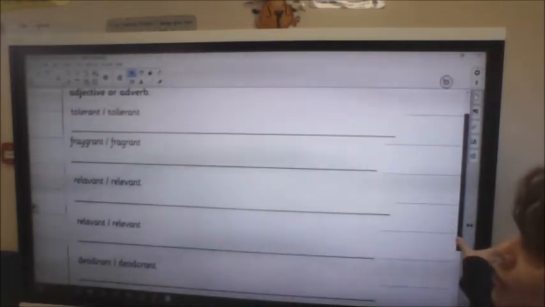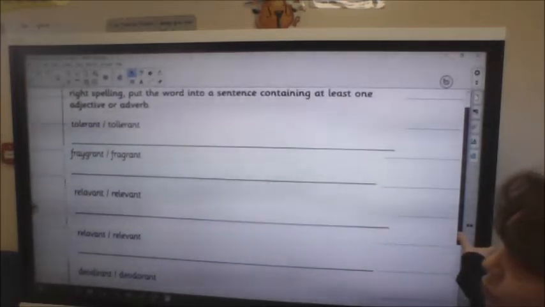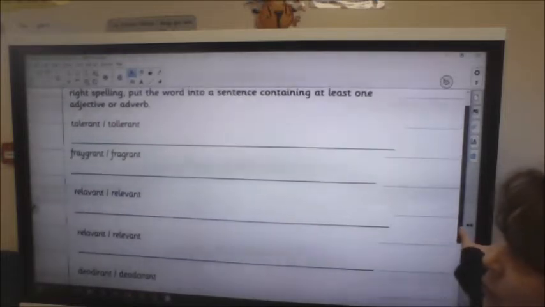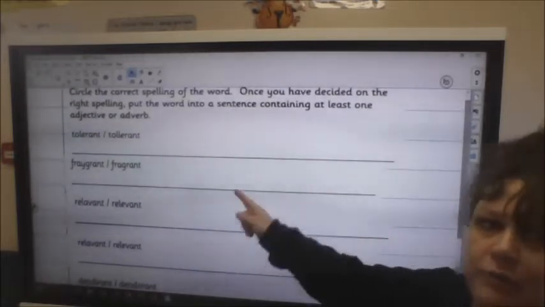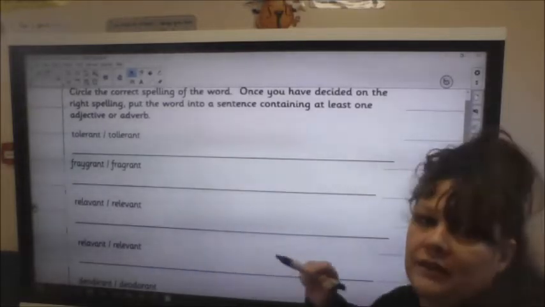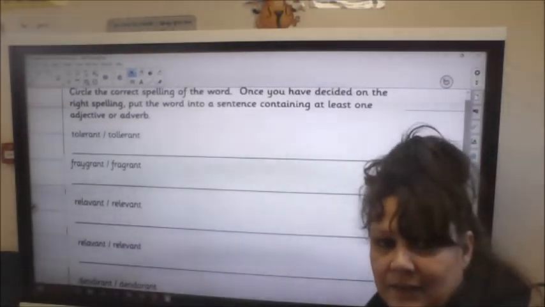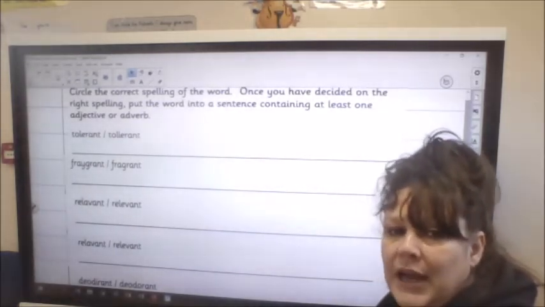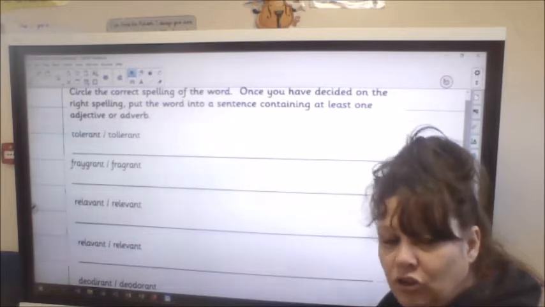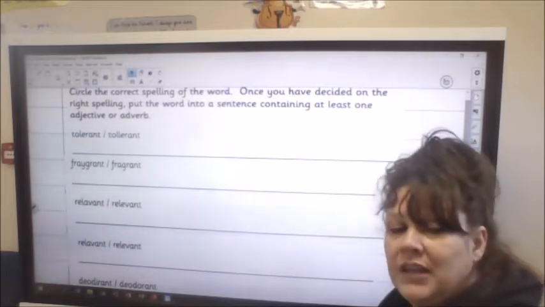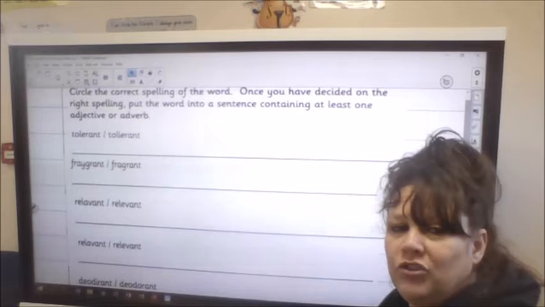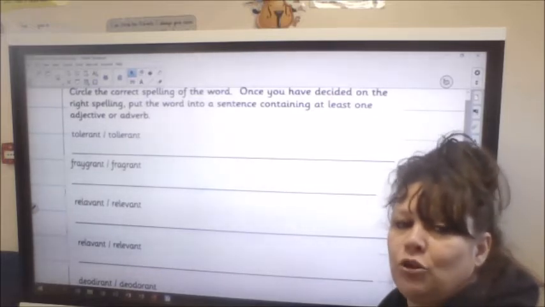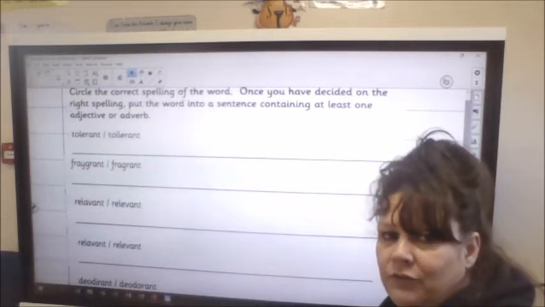Now, what you've got to do is, first of all, work out which are the correct spellings. And then, once you've circled the correct spelling, you've got to use the correct spelling in a sentence, and your sentence has got to contain at least one adjective or an adverb. Remember, an adjective is a describing word, and an adverb tells you how a verb was completed. So how was it done? So how did I run? I ran quickly, quickly being the adverb.